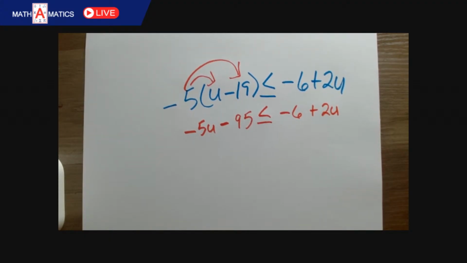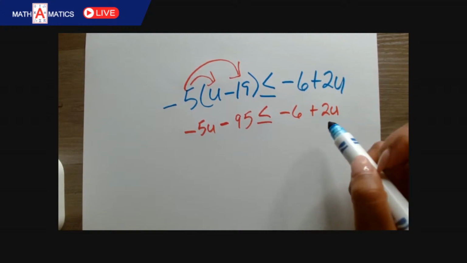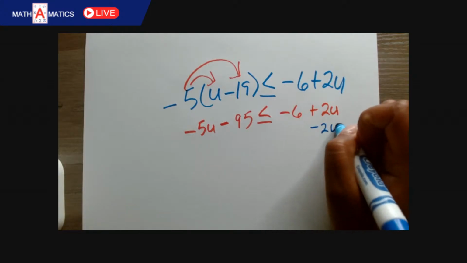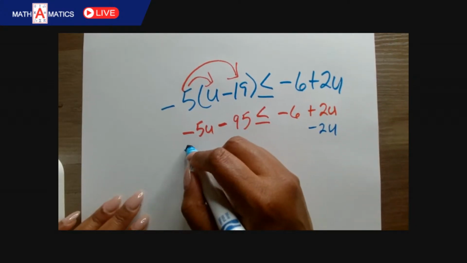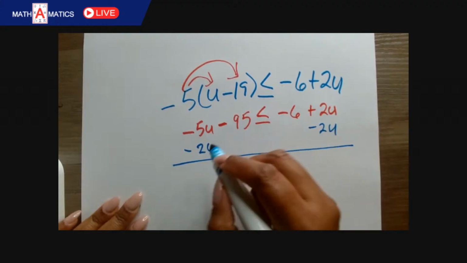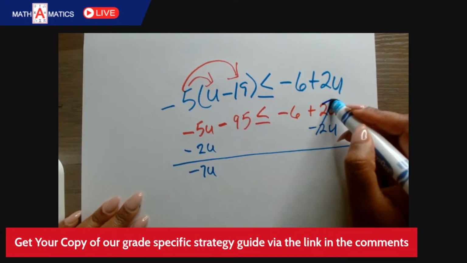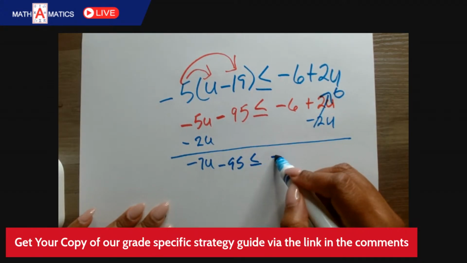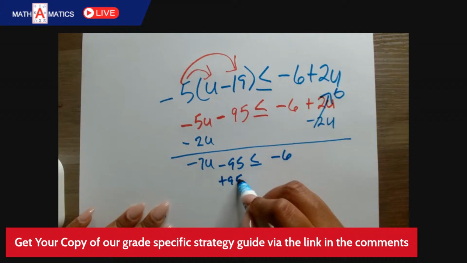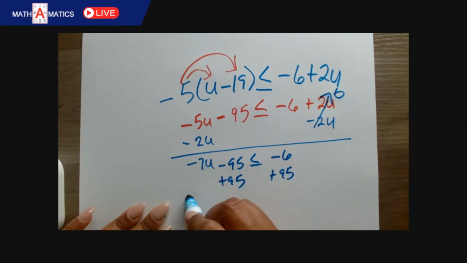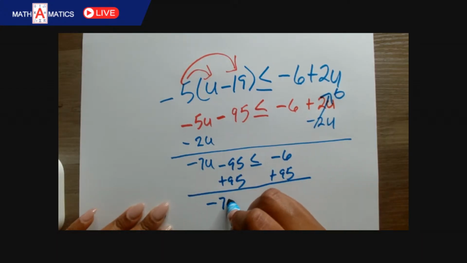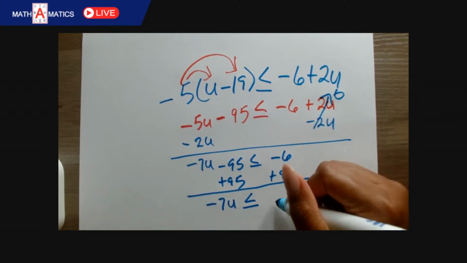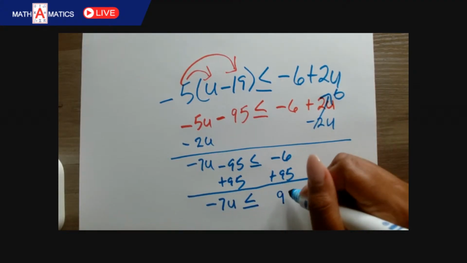So we want to combine like terms. So we are going to combine this negative 5u and 2u, and I'm just going to bring this 2 to the other side. So we'll get a negative 7u, and minus 95 is greater than or equal to negative 6. And so we are going to add 95 to both sides, and we're going to get negative 7u is less than or equal to 89.